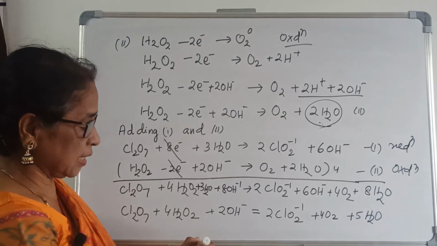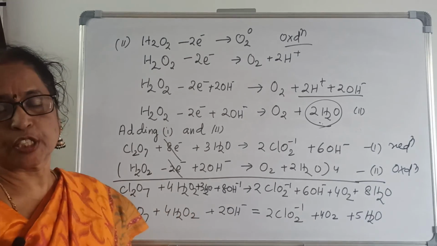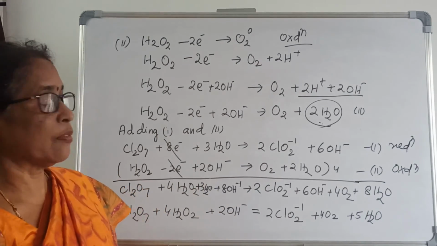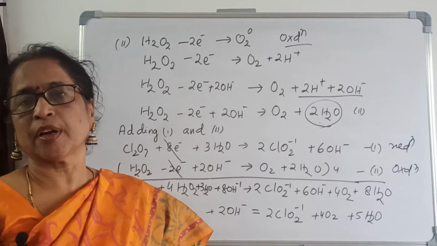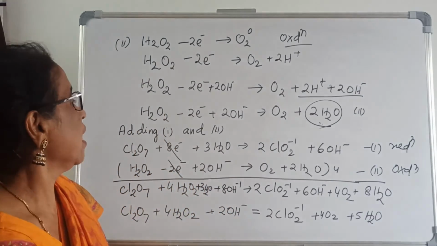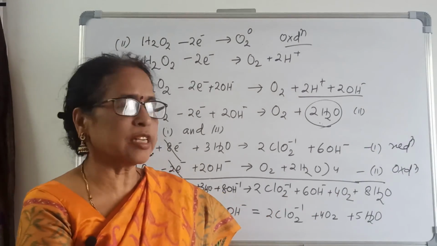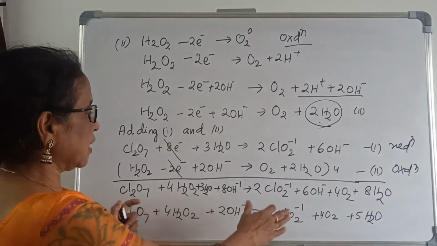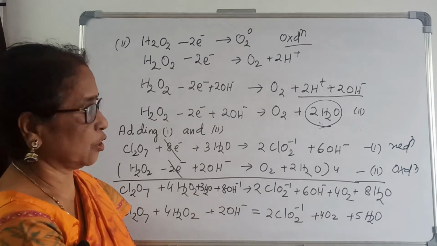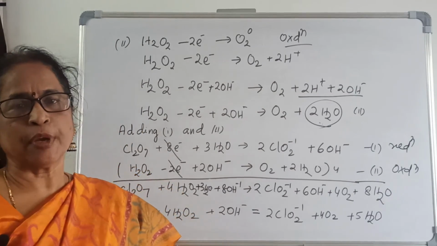Again see, this is the basic medium, that is why we should check the addition of OH minus and where it is required. Where H plus is there, however many H plus, we should add the same number of OH minus on both sides. And after adding these two, equation 1 where reduction takes place and equation 2 where oxidation takes place, this is the final result. And so now it is balanced in basic medium.